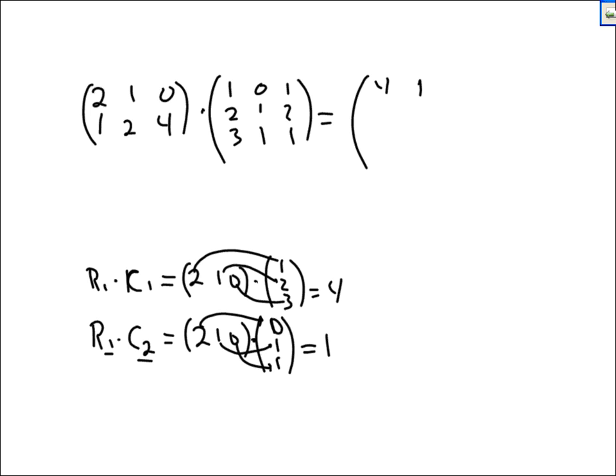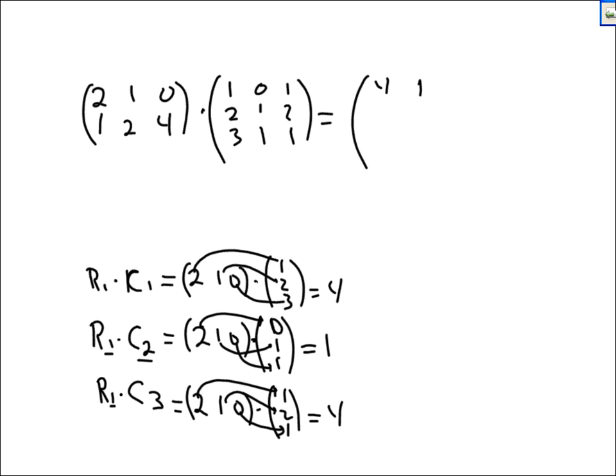Row 1, second column. Then I attempt to dot row 1 with column 3. And I can only succeed if there is a column 3. And there is: 2, 1, 0, dotted with 1, 2, 1. Again, I think we're going to get 4. 2 times 1 is 2. 1 times 2 is 2. 2 plus 2 is 4. And then I add 0. Row 1, column 3. I put a 4.